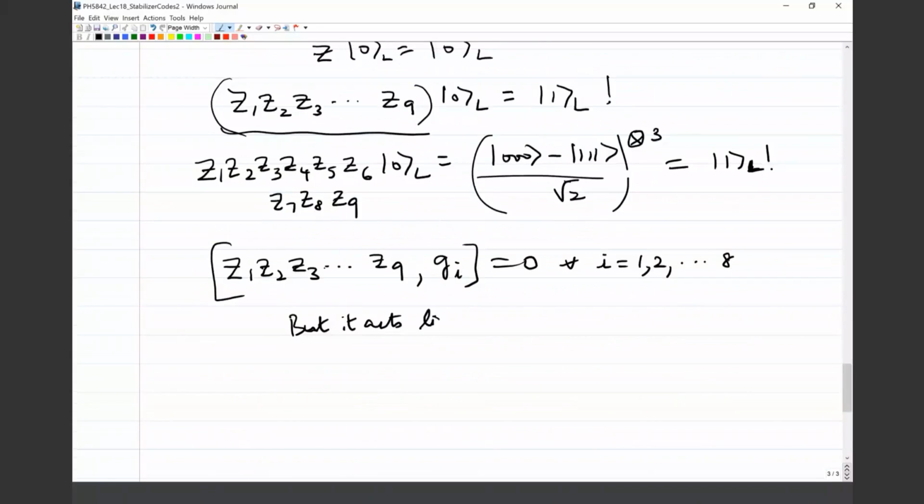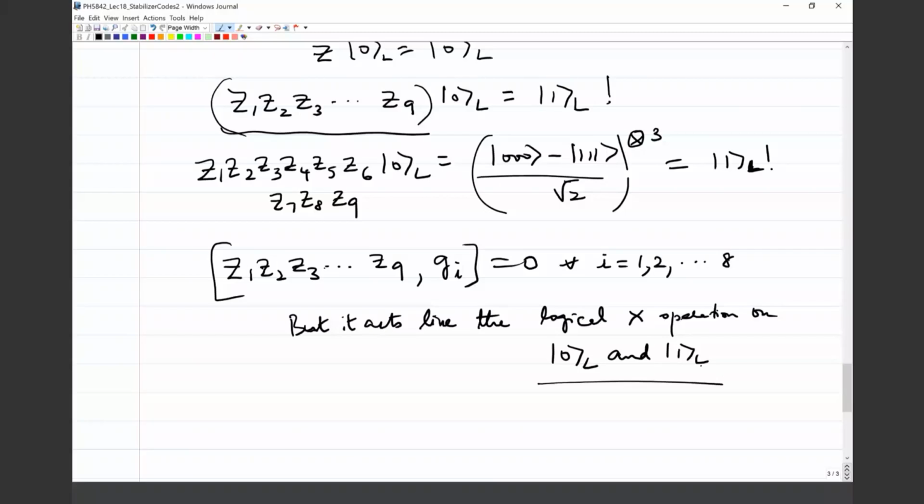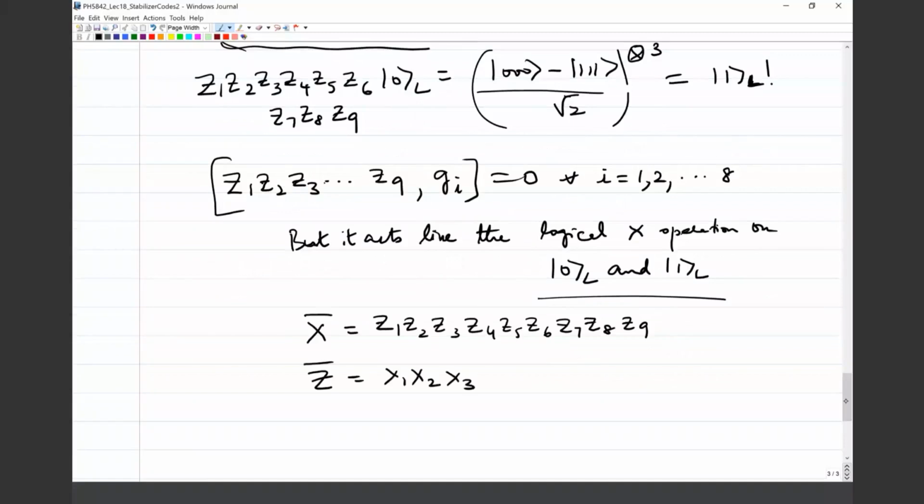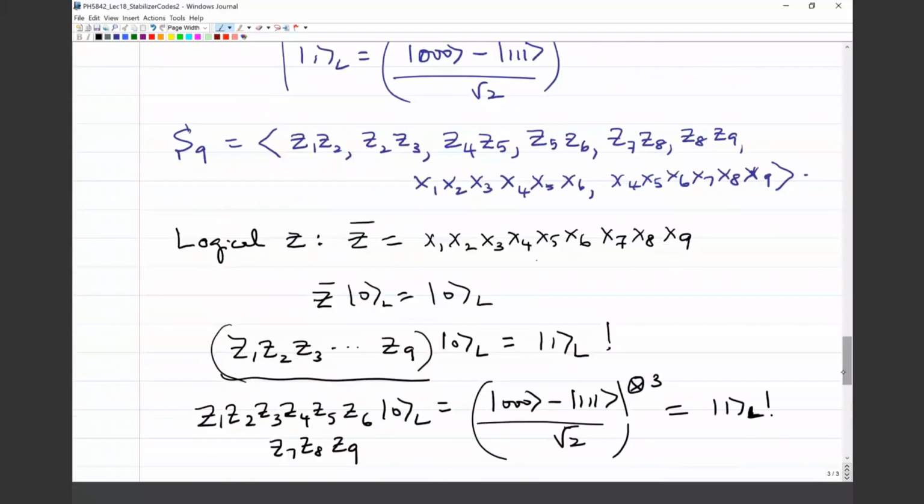like the logical X operation on 0L, and of course whatever it does to 0L, I mean, 0 and 1 come in there, right? It cannot act as the X on 0 and something else on 1, so it acts as the logical X operation on the logical qubit. So the X bar is indeed Z1, Z2, Z3, Z4, Z5, Z6, then 8, 9, and the Z bar is actually X1, X2, X3, because this is what preserves the relative minus sign, right?